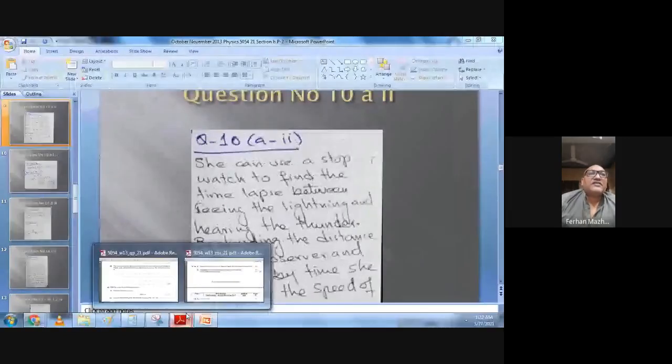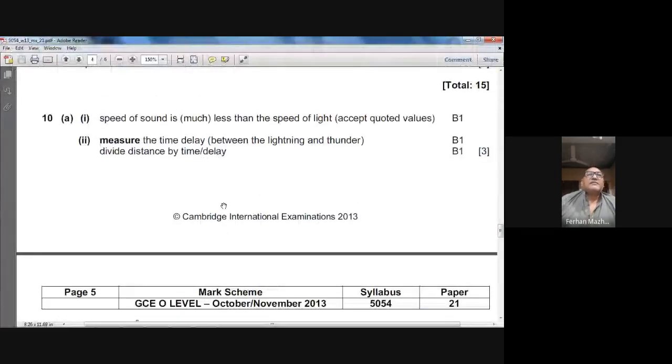What the marking scheme says: it's a 2 mark question, 10A second part. Measure the time delay between the lightning and thunder. Divide the distance by time. So you get the full marks. It's a 2 mark question basically. So hopefully it's clear to you.